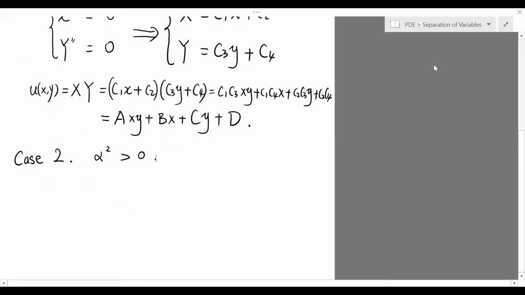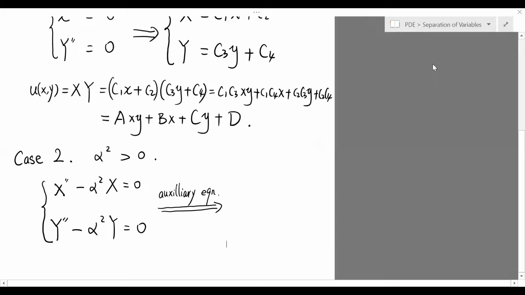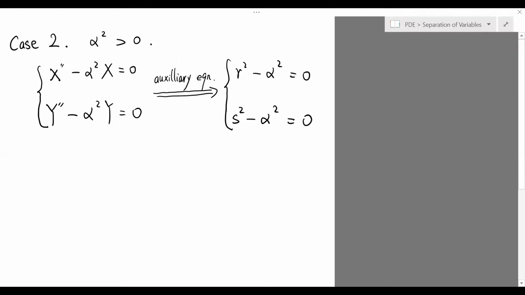The second case is to assume alpha squared greater than 0. In this case, the auxiliary equations of these two linear ordinary differential equations with constant coefficients are simply given by r squared minus alpha squared equals 0 and s squared minus alpha squared equal 0 respectively. Solving these two polynomial equations, we conclude that r is equal to plus and minus alpha, and s is also equal to plus and minus alpha.